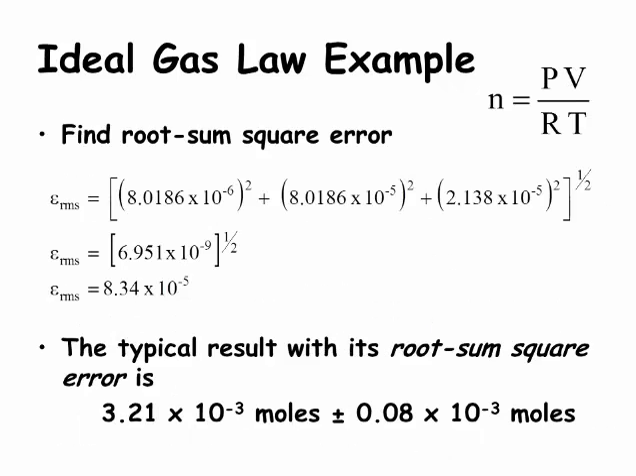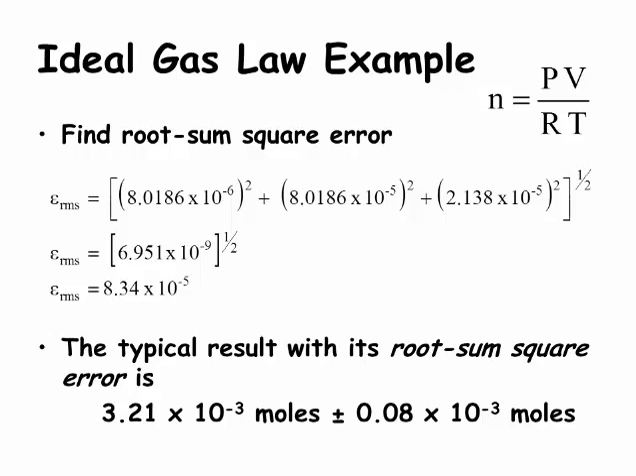To find the root sum square error, we plug in the results from the previous slide, square each term, sum them, and take the square root of the sum to get 8.34 times 10 to the minus 5 moles, which can be written as 0.0834 times 10 to the minus 3 moles. Using the typical values, we find that the number of moles added to a rigid container with a 20.0 kilopascal pressure change is 3.21 times 10 to the minus 3 moles, plus or minus 0.08 times 10 to the minus 3 moles. Note how I round the results to have the same precision.